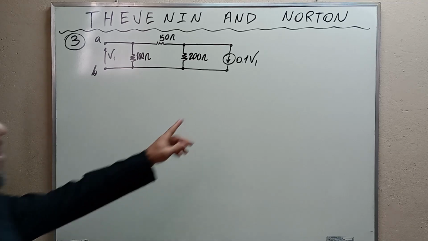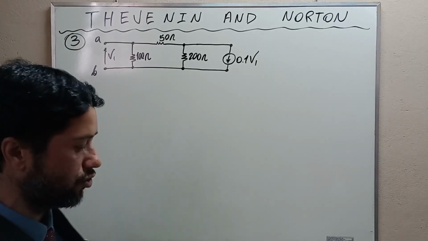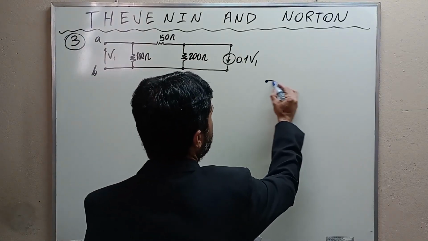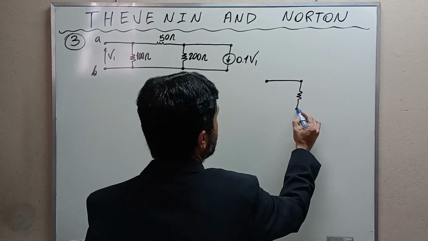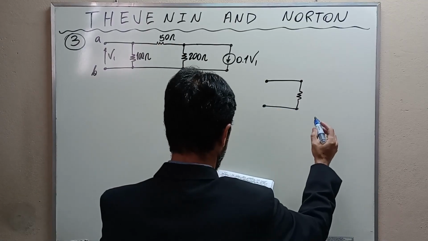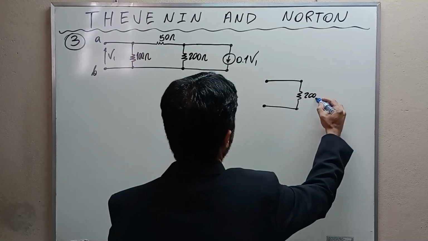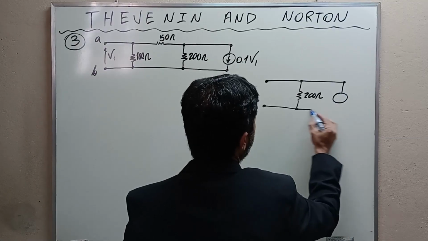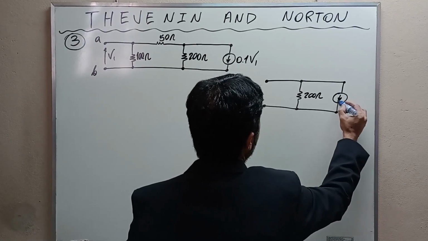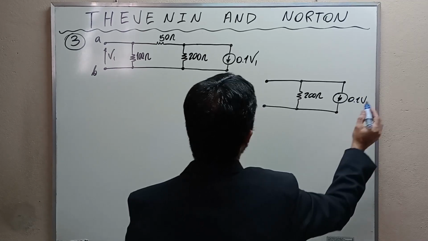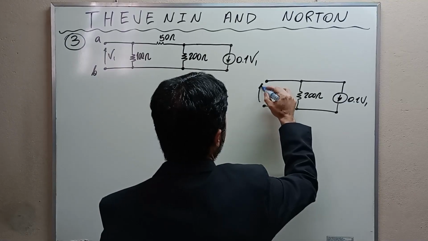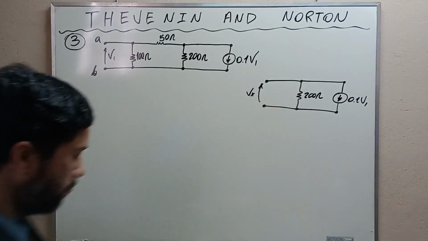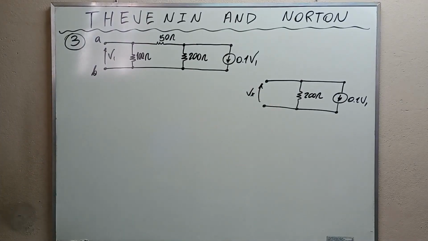Firstly, let's convert this current source into a voltage source. And how do we do it? I'm gonna do this in this way. So this is the resistance, and this is the current source, and we are looking for this voltage here, okay? I'm gonna call this voltage Vx.